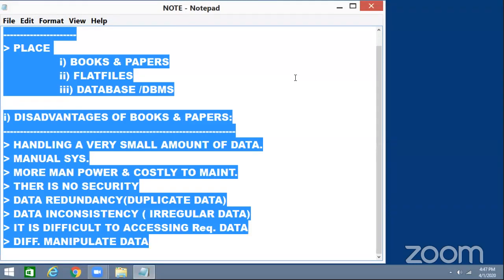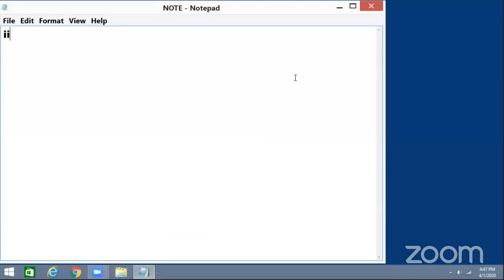So now this is the problem. The second one we will discuss is called flat files. Take the second one, flat files. Simply we can say a flat file is nothing but a text file. Nowadays we use text files for storing our data or information. So the best example of a flat file is text files.